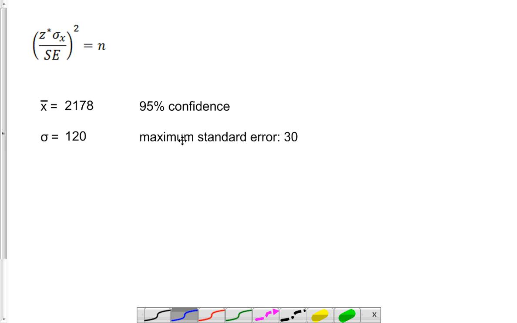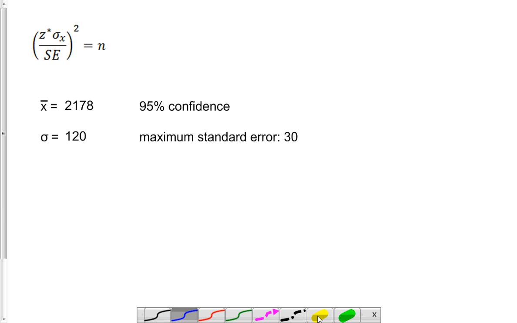The other thing that we need to look at is what kind of interval we are using. We're going to say we have a 95% confidence interval, and the maximum amount of error that we're going to tolerate is 30. So the maximum above or below the mean that we'll allow is 30 units, whatever units we're working in here. So let's go ahead and set up our equation.